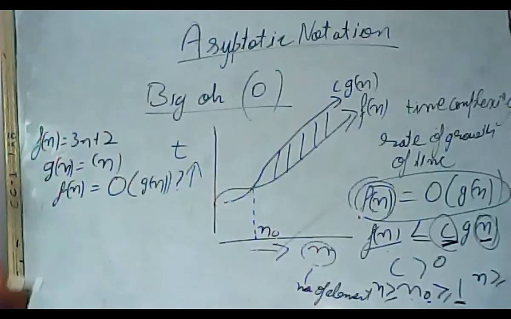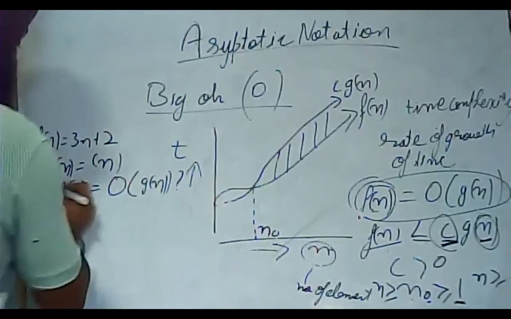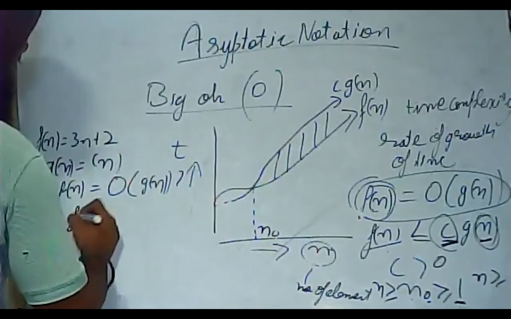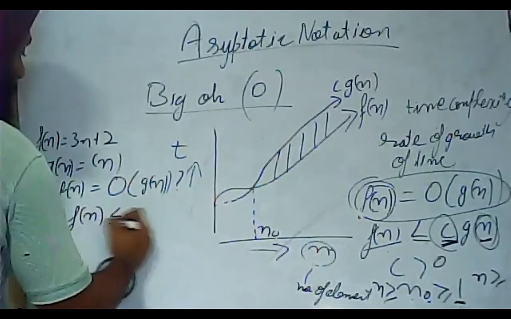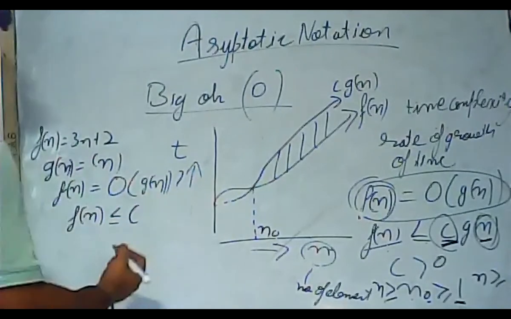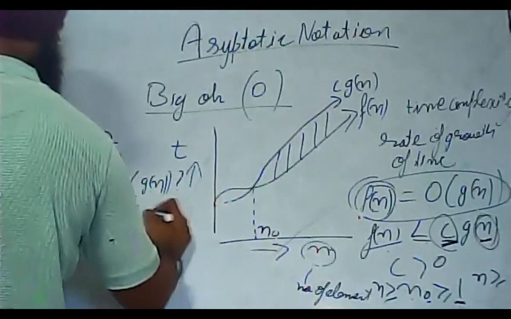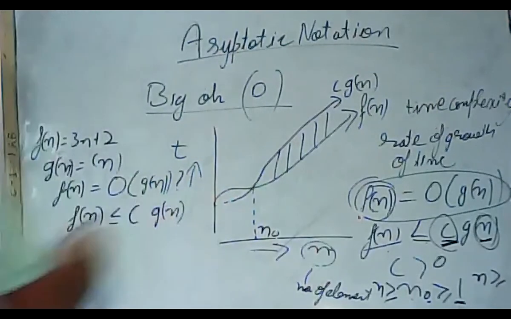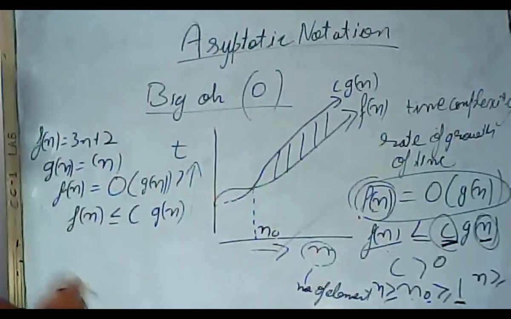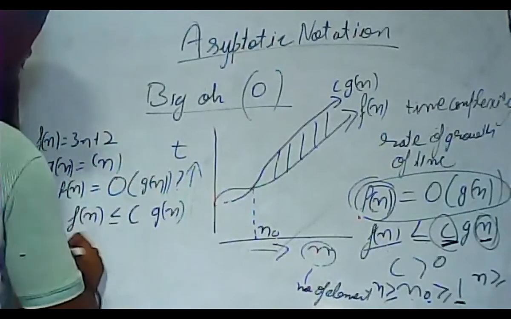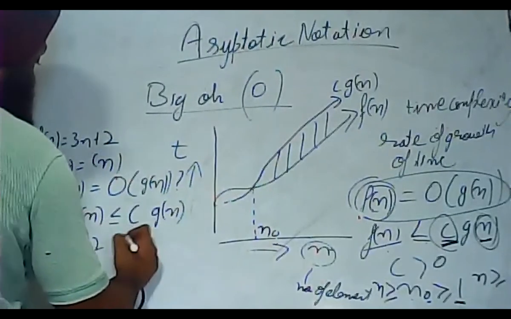Okay, so how can we prove that? For proving that, we need to prove that there exist some values of c and n naught, after 1, that satisfy this condition. So we need to find such values. How can we find them? There is a hit and trial method. I'll tell you.